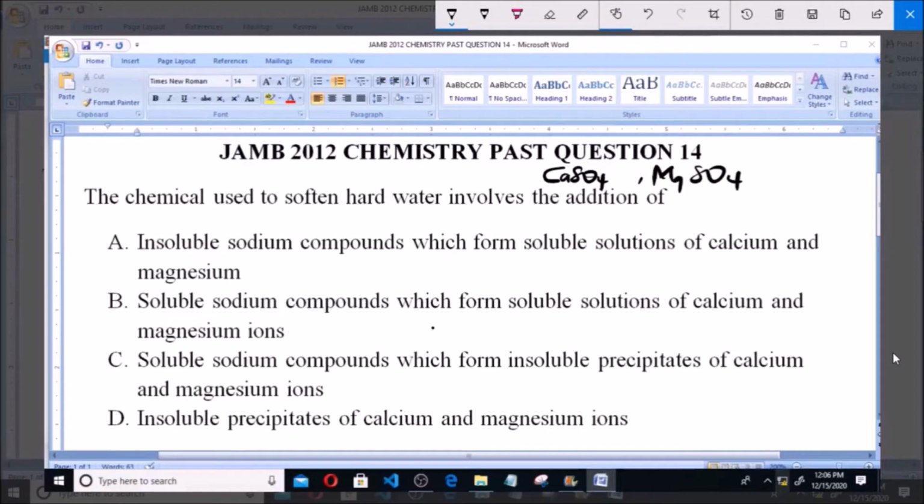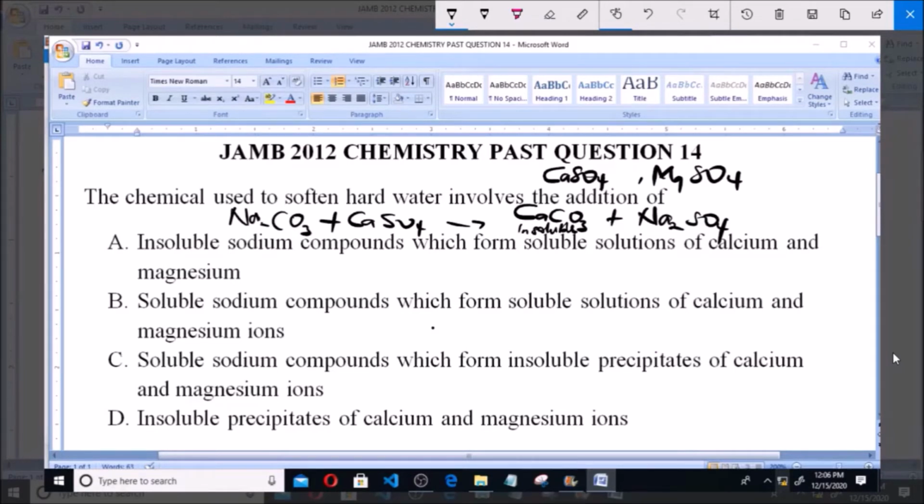Now, in order to remove this hardness, we have to put in chemicals that enable us to turn these soluble compounds into insoluble compounds. The chemical that can be used is a soluble sodium compound, like sodium trioxocarbonate(IV), Na2CO3. When you put this soluble compound in hard water containing calcium sulfate, which is soluble, it will give us insoluble calcium trioxocarbonate(IV) plus sodium sulfate. This calcium trioxocarbonate(IV) is insoluble in the water, thereby precipitating the ion.